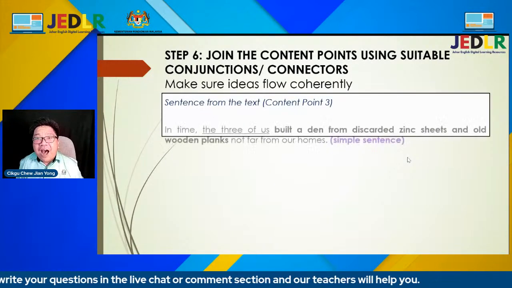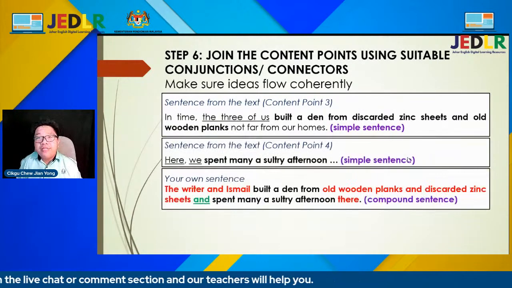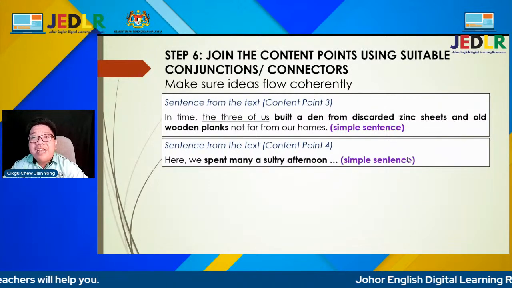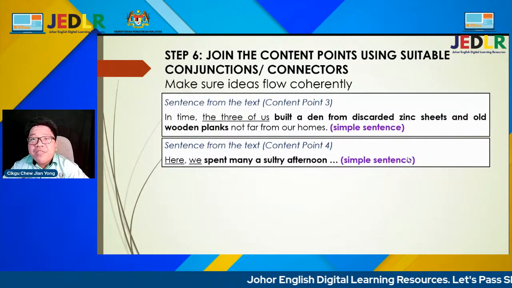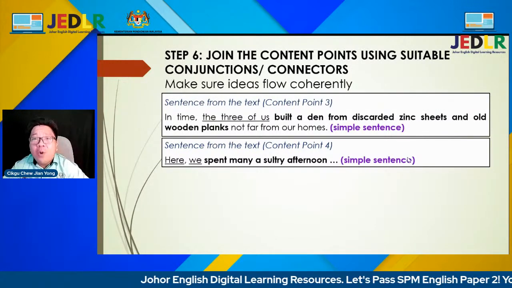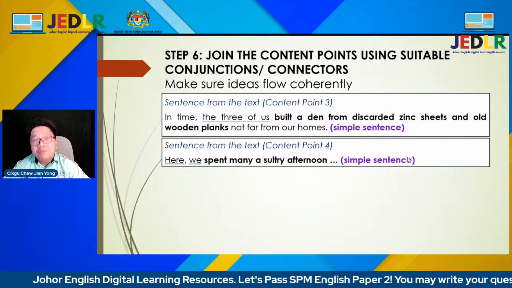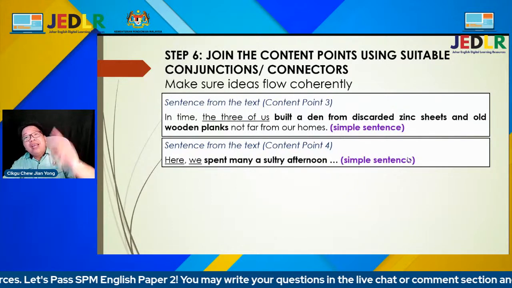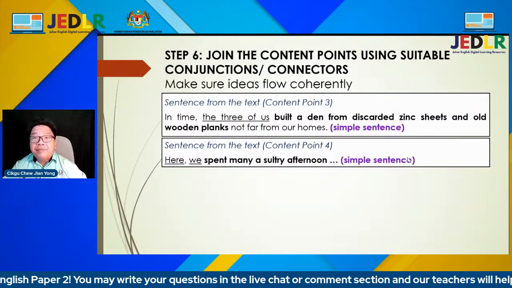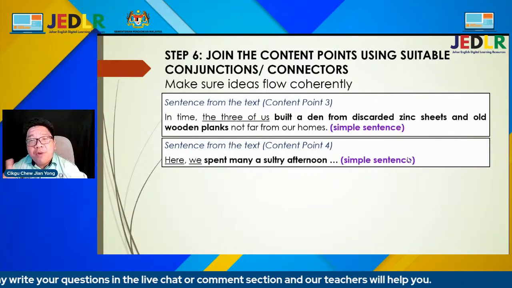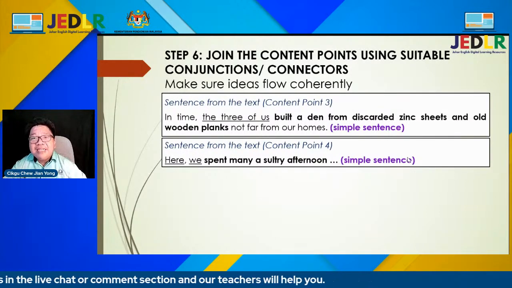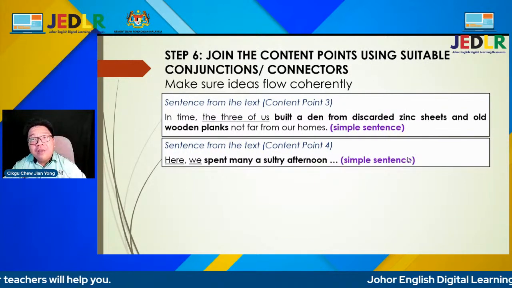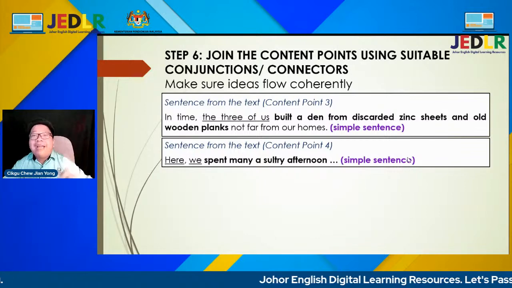Okay, these are sentences from the text. Content point 3, content point 4. Exact sentences from the text. Let's read together. In time, the 3 of us built a den from discarded zinc sheets and old wooden planks not far from our homes. This is what we call a simple sentence, ayat tunggal, because it only has a verb and a main idea. Okay, let's look at the sentence of content point 4. Here, we spend many a sultry afternoon. This is also another example of simple sentence, ayat tunggal, because ada satu verb, satu idea saja.